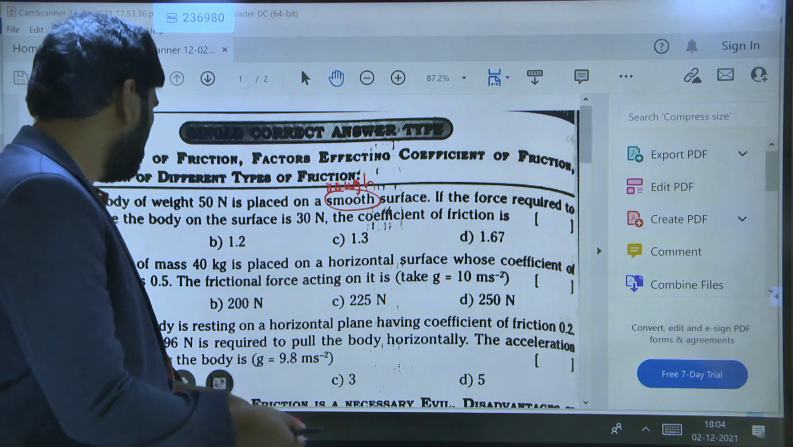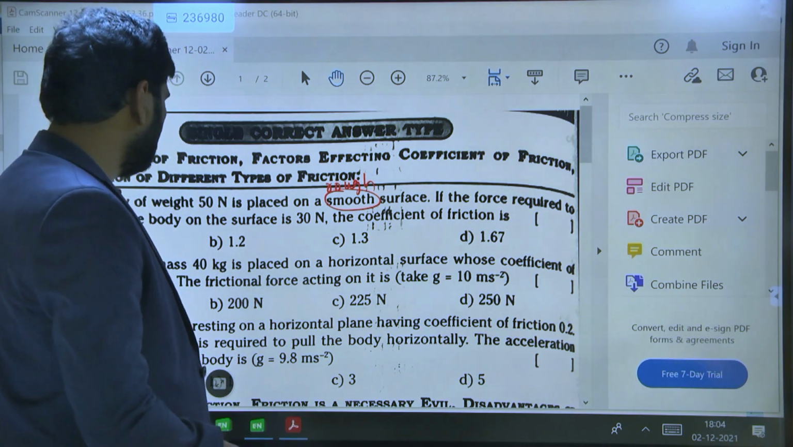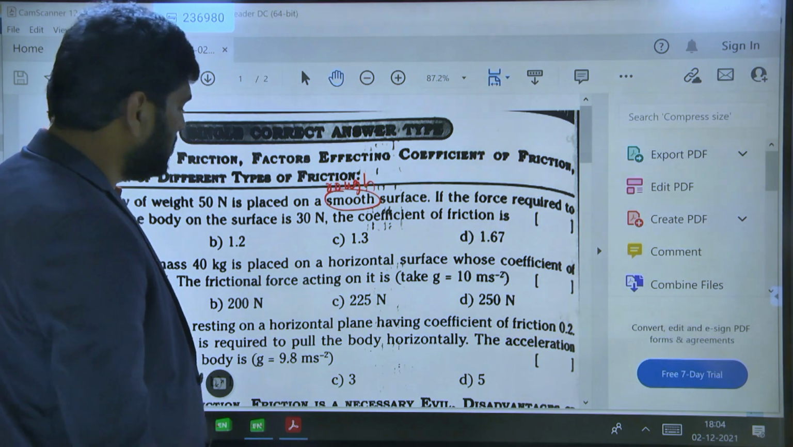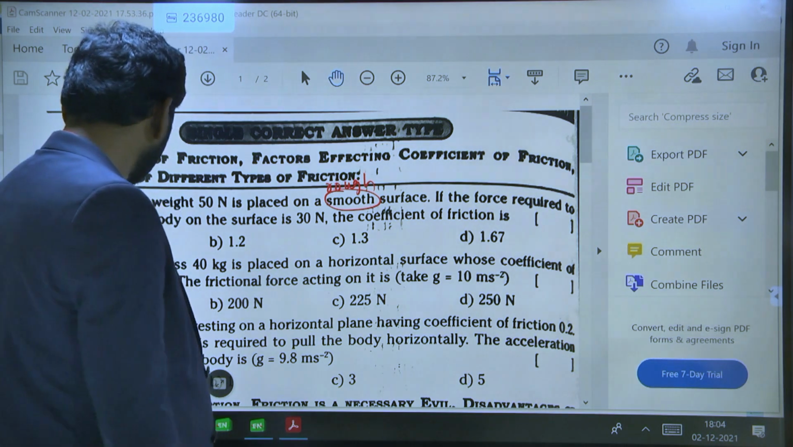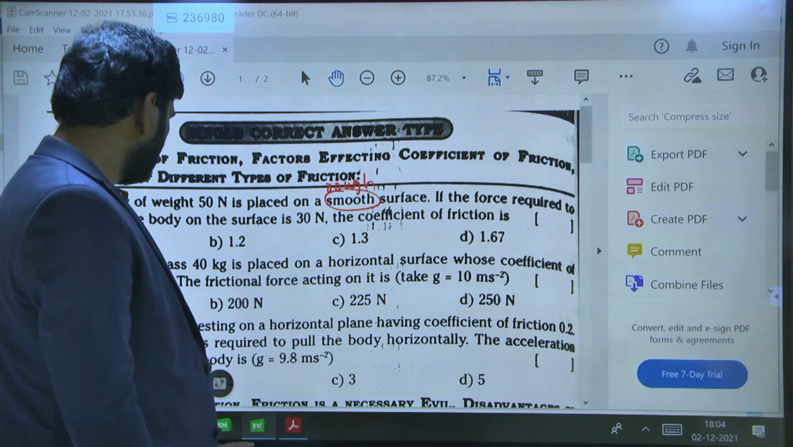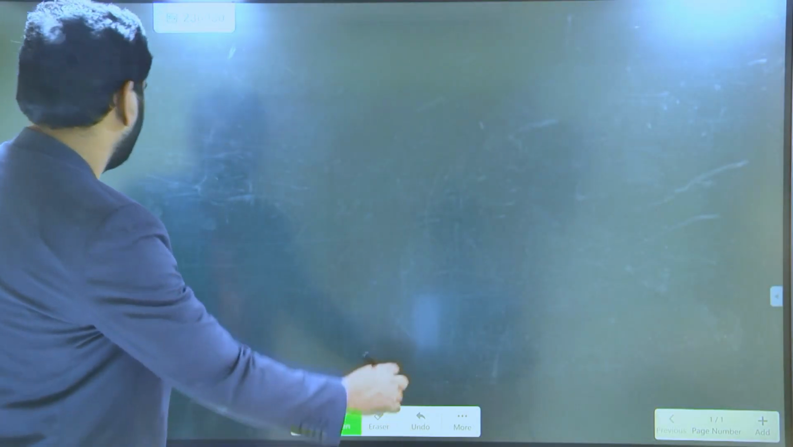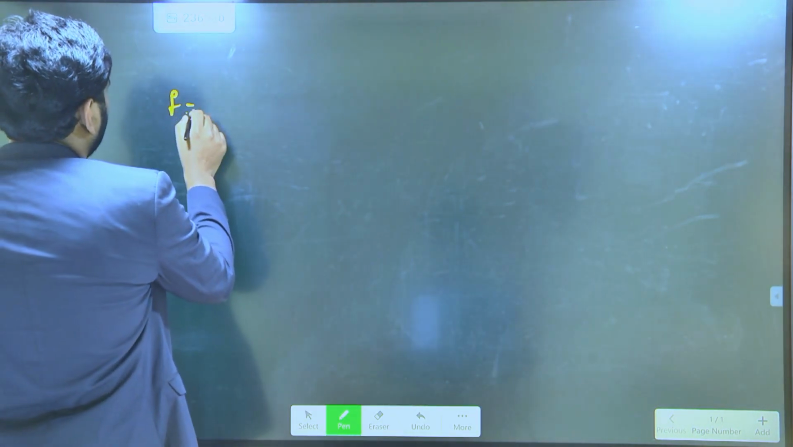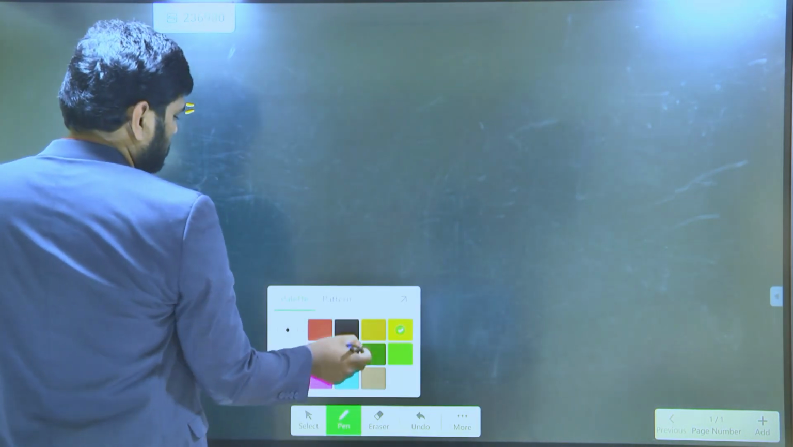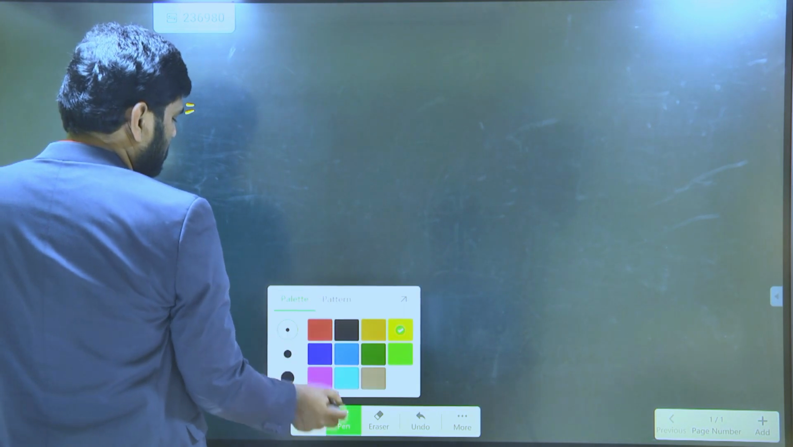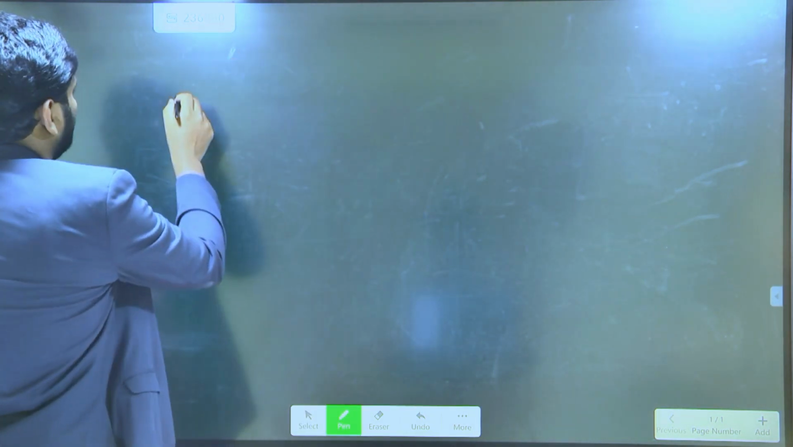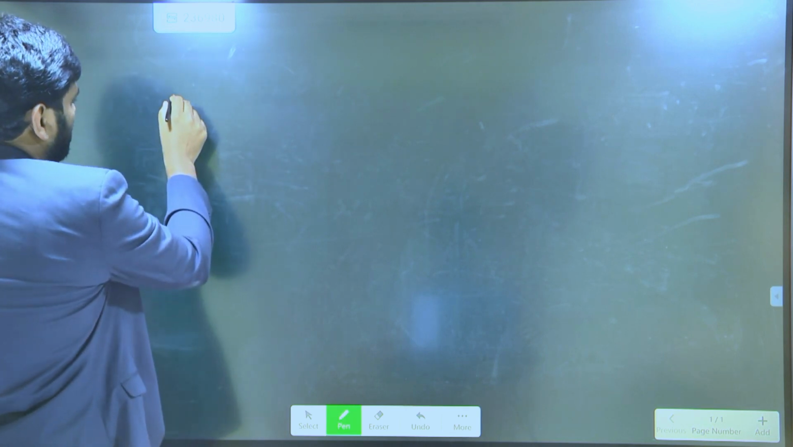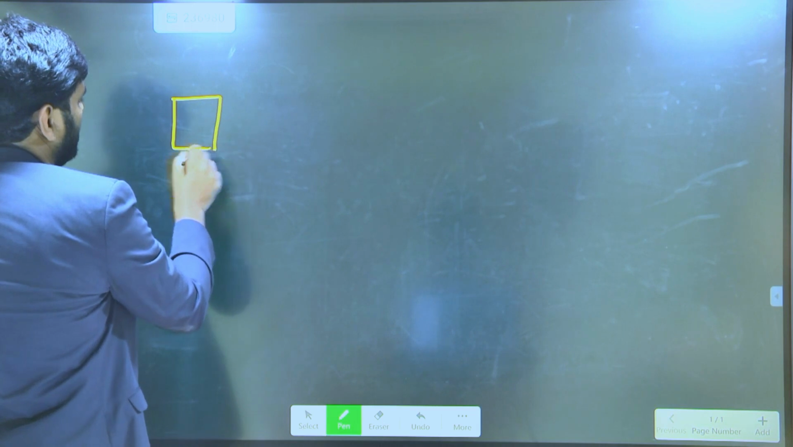So here you will use the formula. What formula will we use? F is equal to what? The friction force, here the applied force is equal to it. Draw the free body diagram here. This is a free body diagram.